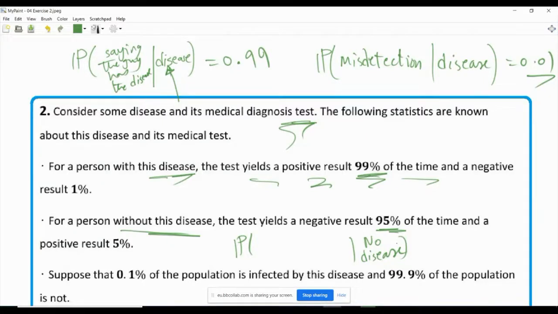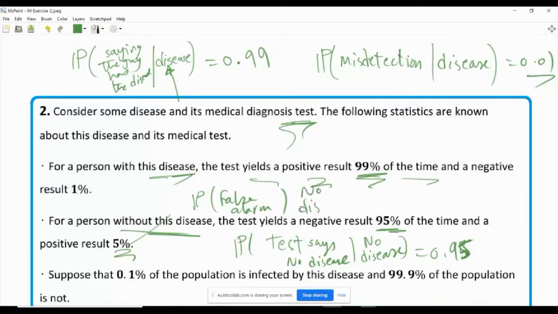will not necessarily tell you, oh, this guy is okay. So the probability that the test says no disease will happen most of the time, but unfortunately not all of the time. So this is 0.95. And then there is a probability of 0.05 in which we will get a false alarm. False alarm is when there is no disease, there is no virus, for example, and you say, oh, the guy has the virus. So this false alarm happens with probability 0.05.